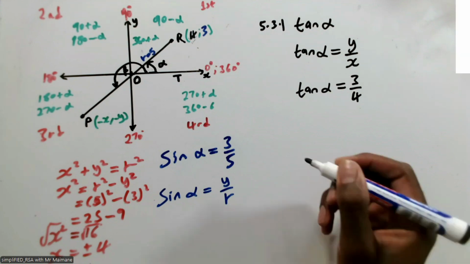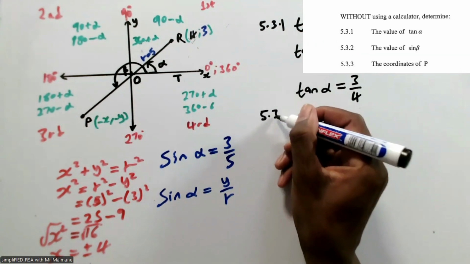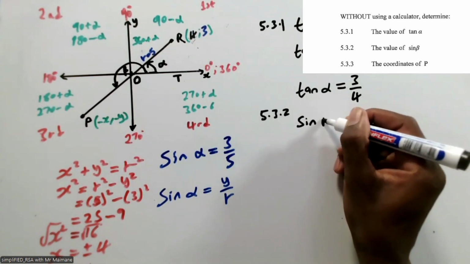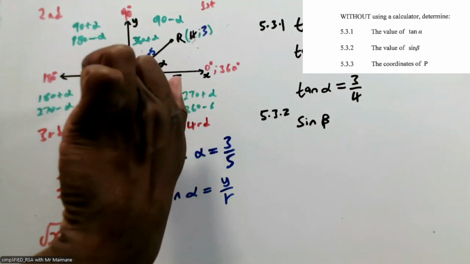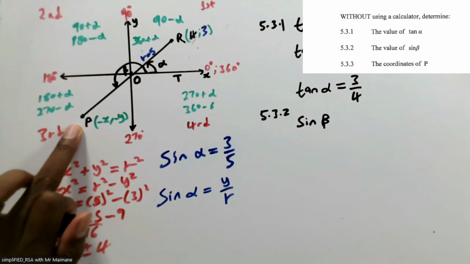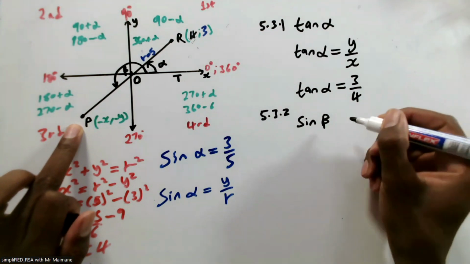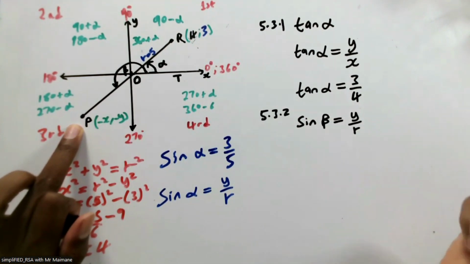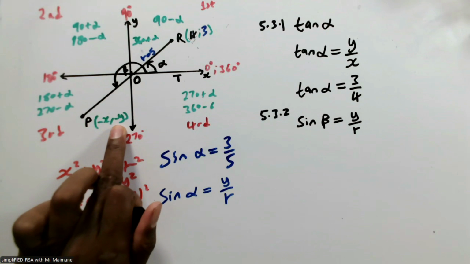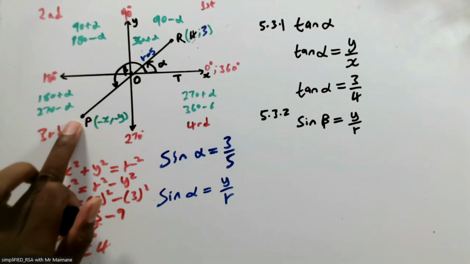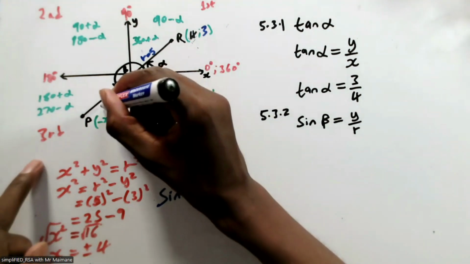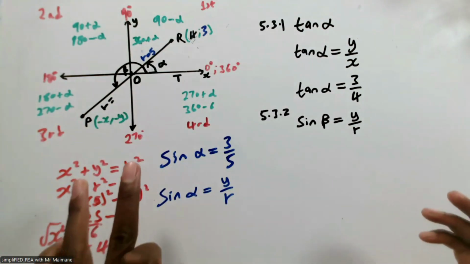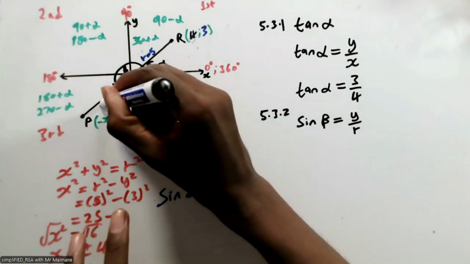Okay, cool. Now, for the second question, 5.3.2, I am required to determine sine of beta, right? Sine of beta, this angle here on the third quadrant. And what do I know? I know that sine has to be y over r, and I know that y has to be a negative value because it's on the third quadrant, and then the value of r there, which is OP. But I already know the value of r somehow.